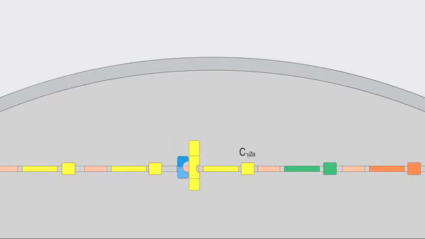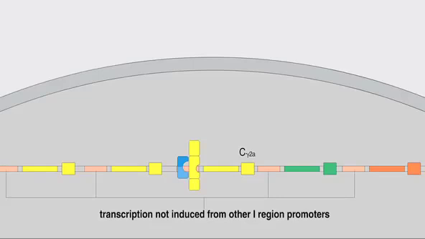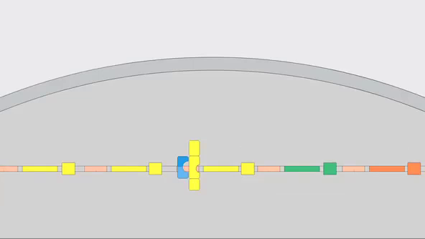These transcription factors cooperate to selectively induce the transcription of the I region promoter upstream of the C gamma 2A constant region. However, they do not induce transcription from other I region promoters, such as C epsilon or C alpha. The different transcription factors activated by the cytokines determine the specificity of I region activation. In this case, activation of STAT1 by interferon gamma leads to the activation of the I promoter region for C gamma 2A.